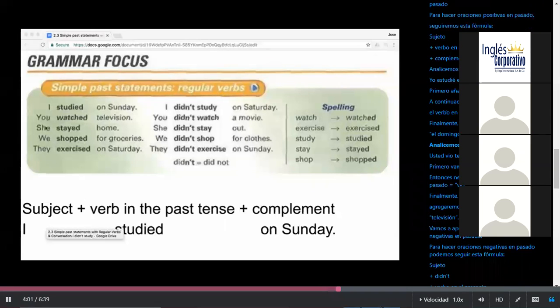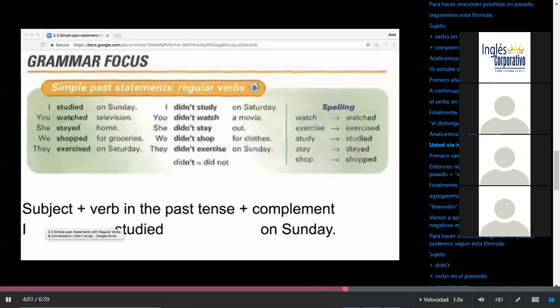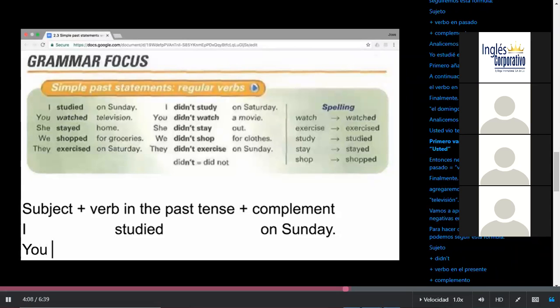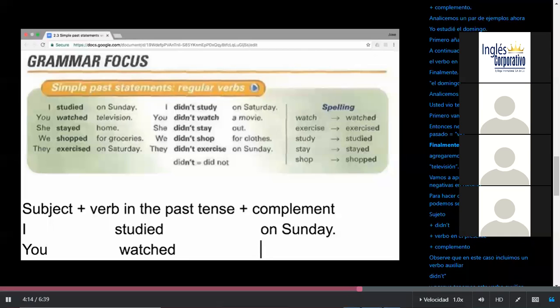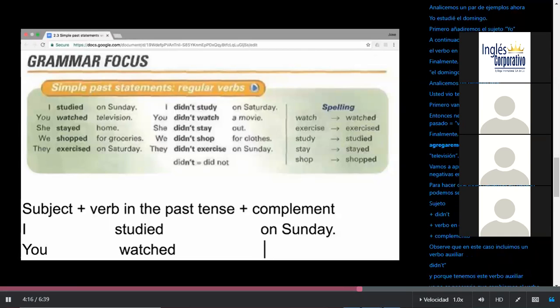Let's analyze one more example now. You watched television. First, we will add the subject, you. Then we need to include the verb in the past tense. Finally, we will add the complement, television.